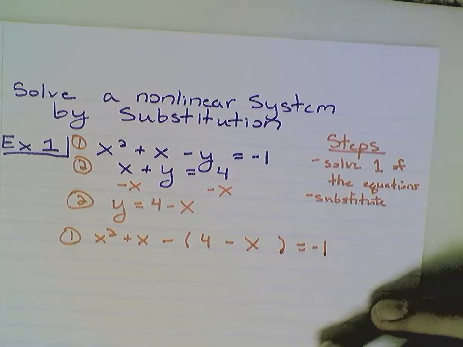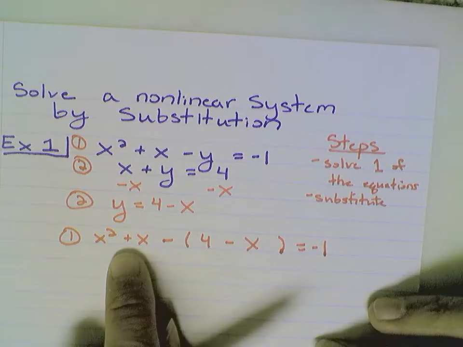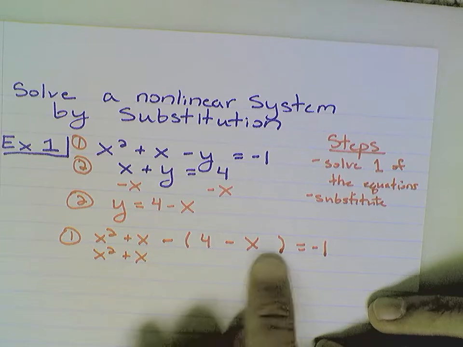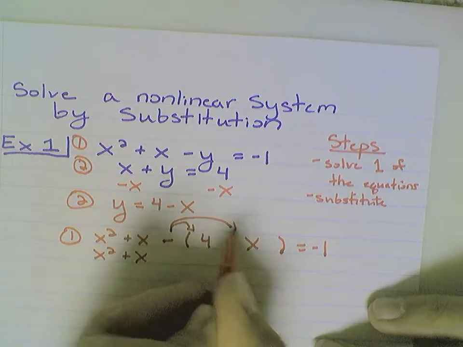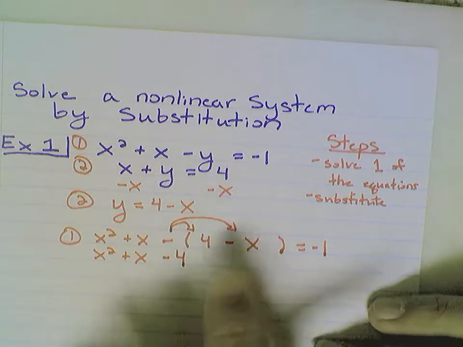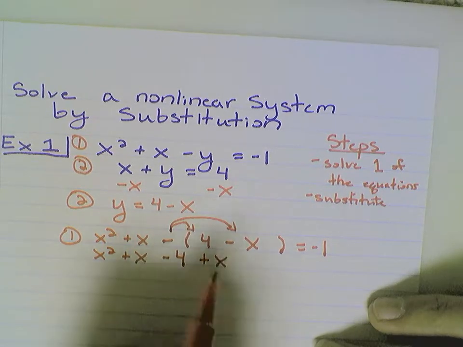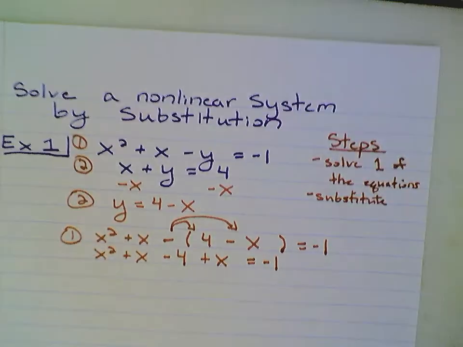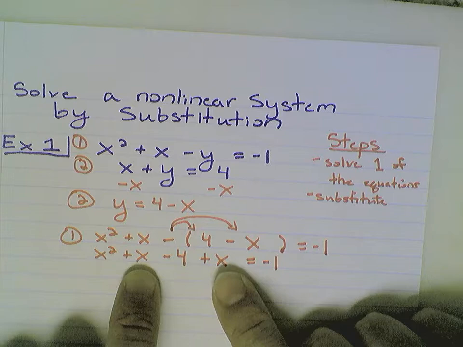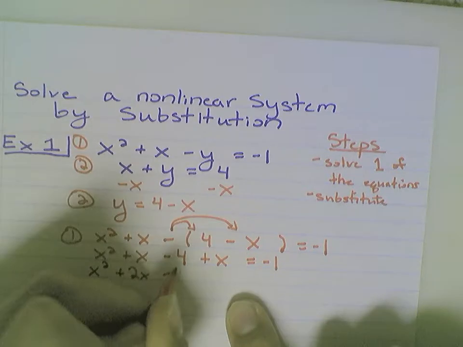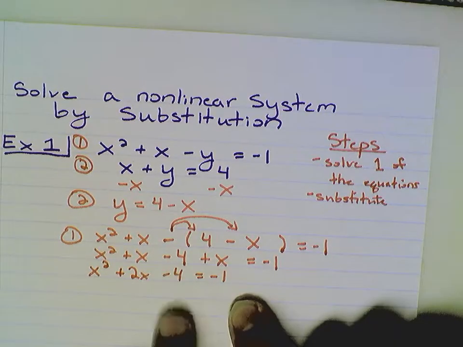Now, once I've made the substitution, the problem really just becomes simplifying and then solving. If you recall, anytime you have a negative next to the parentheses, that means you have to distribute the negative to both terms inside the parentheses. So this +4 will become a -4, and this -x will become a +x. The negative just switches the two signs, and this is still equal to -1. At this point, I still need to do a little more simplifying. I have two x terms, so I can combine those. I can rewrite this as x squared plus 2x minus 4 equals -1. And now I'm ready to solve.